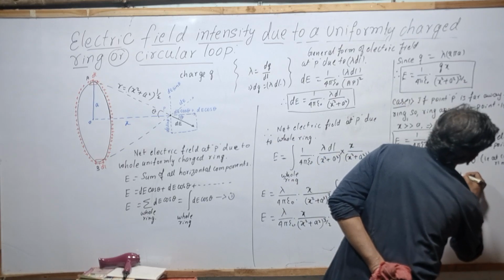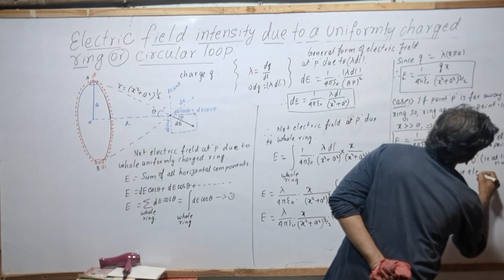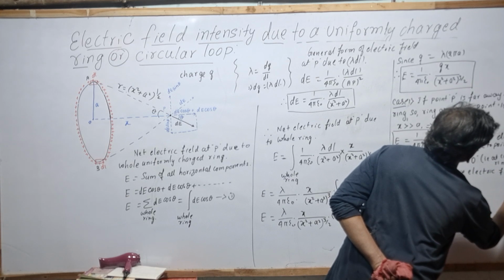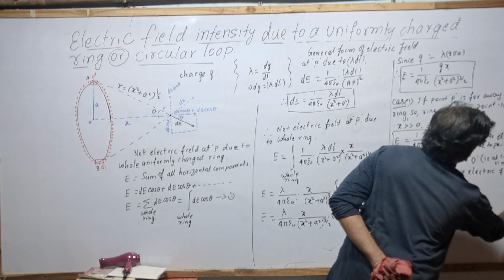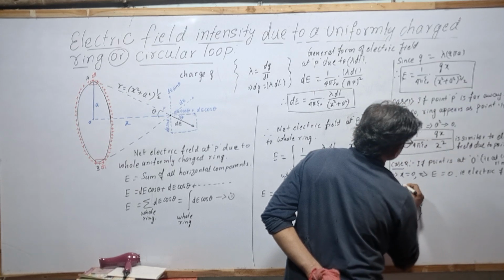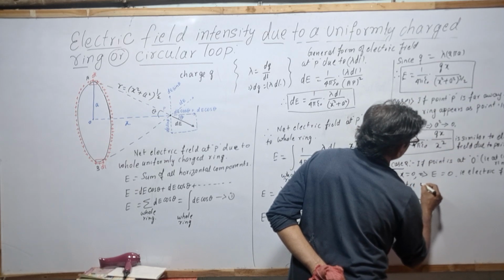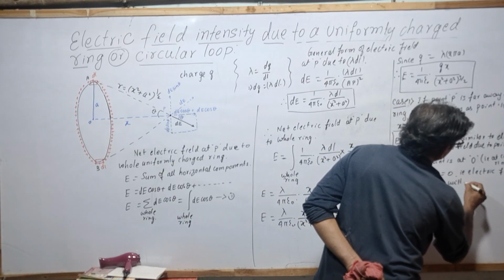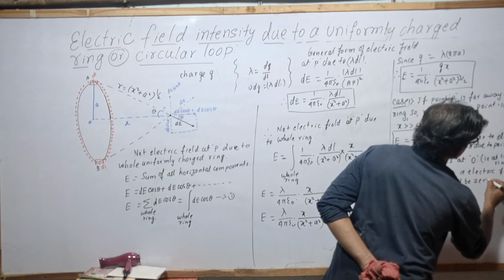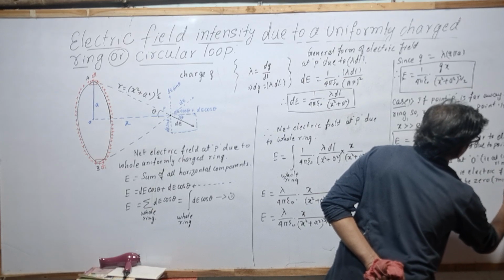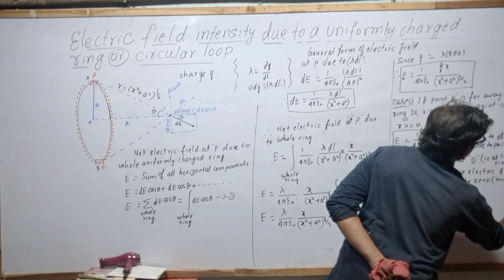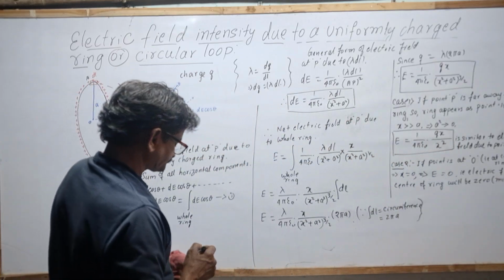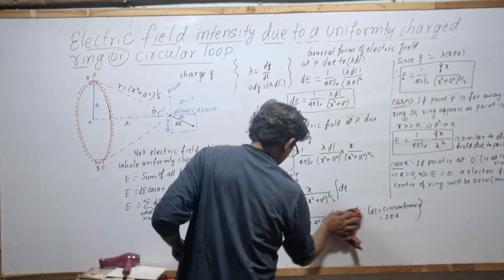It means that the electric field at the center of ring will be 0, or we can write here it is minimum. Okay, that is minimum.